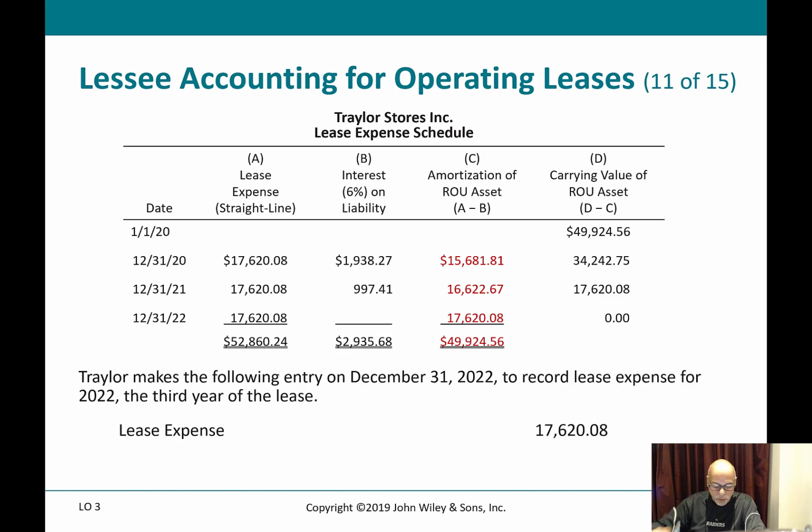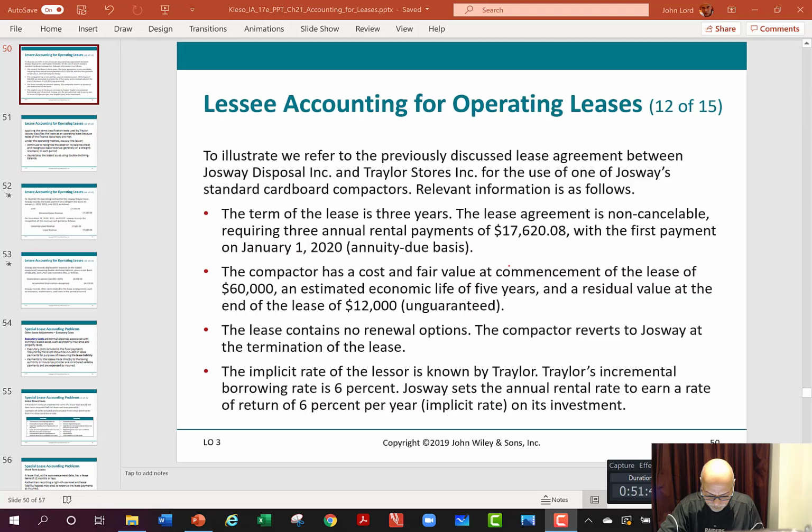Okay. All right, good. And then, of course, we go ahead and make that last payment to debit the lease expense, credit the right of use asset, and that will completely amortize that asset. Okay.